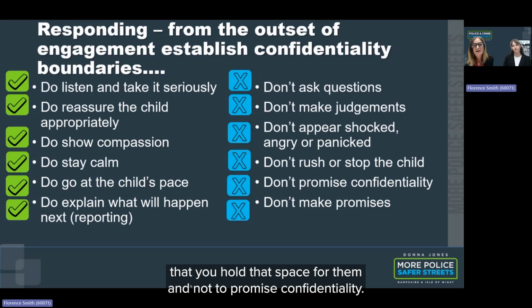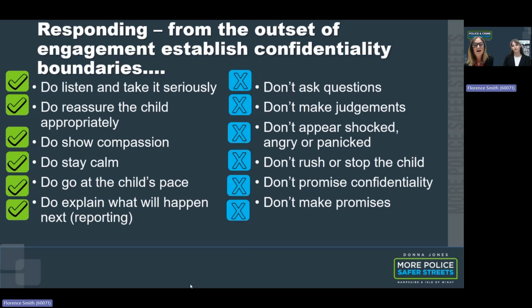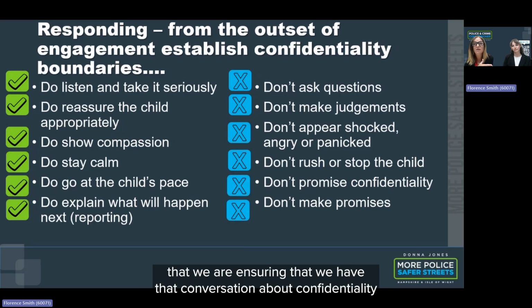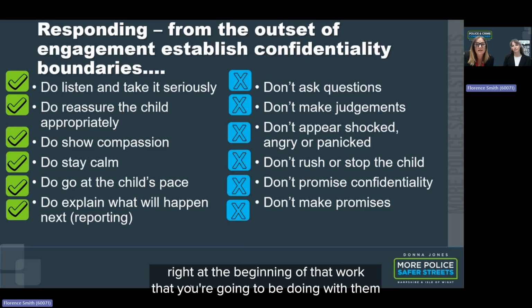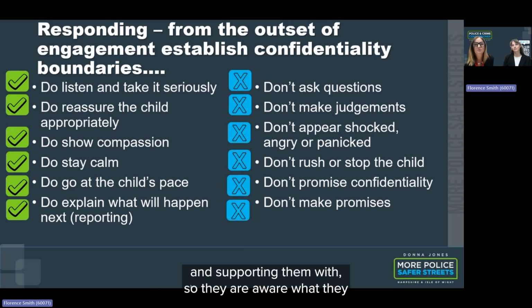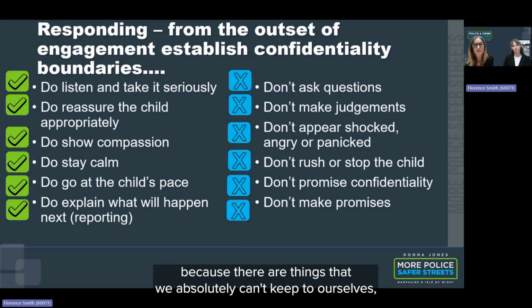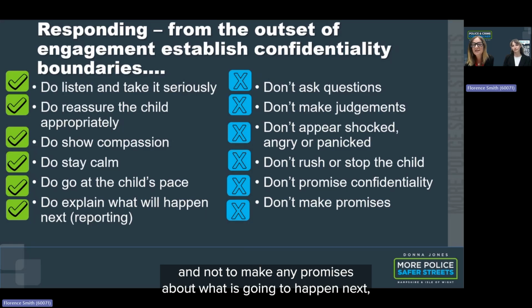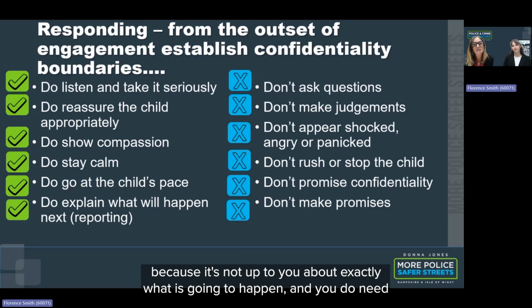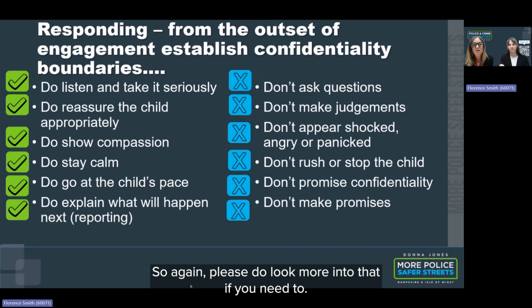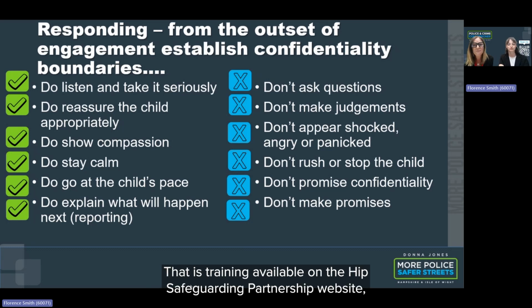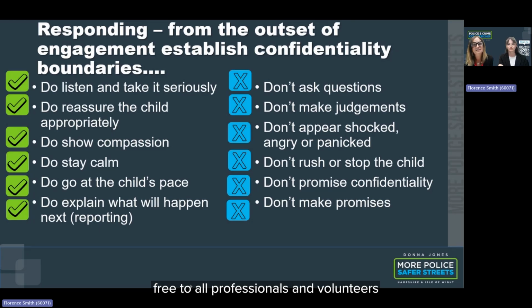And don't promise confidentiality. We were speaking about this when planning this training: whenever we're working with a child, we ensure we have that conversation about confidentiality right at the beginning of the work, so they are aware of what will happen if they disclose something. It's really important that we keep that conversation going when a disclosure is made, because there are things we absolutely can't keep to ourselves, and we have to report to make sure they are kept safe. Don't make any promises about what will happen next, because it's not up to you exactly what happens, and you do need further support and guidance. So please do look more into that if you need to. There is training available on the HIPS Safeguarding Partnership website, free to all professionals and volunteers across the county, and we can make sure you have that link after this training.